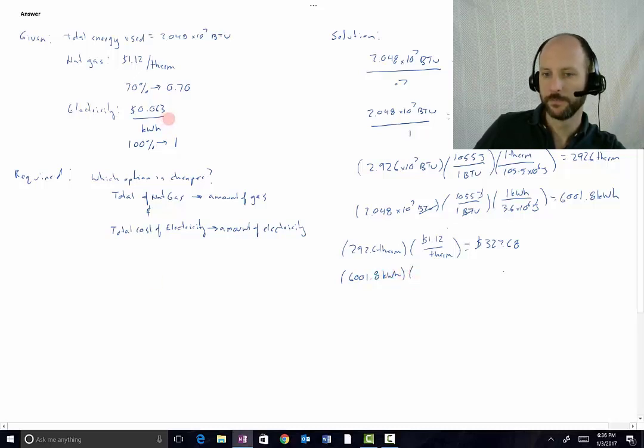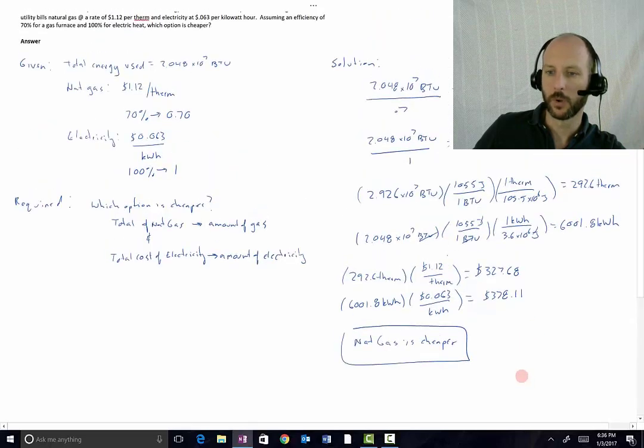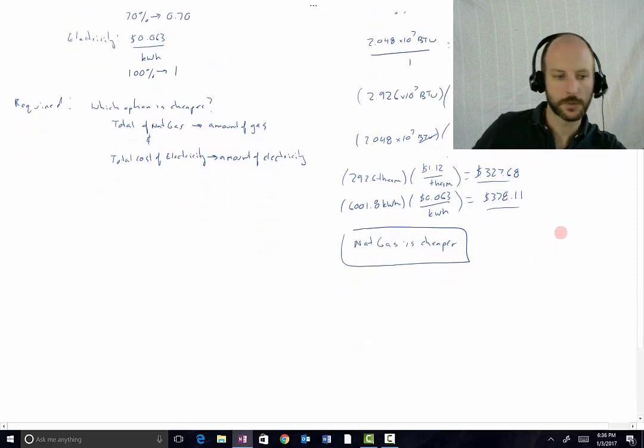And I need to multiply my 6,001.8 kilowatt hours by the rate of 6.3 cents per kilowatt hour. And you get a value of $378.11 if you wanted to heat the room or house, whatever, using electricity. So despite the fact that the electric baseboard heating is more efficient in energy conversion from electricity to heat, it's actually cheaper to convert the natural gas using a furnace.